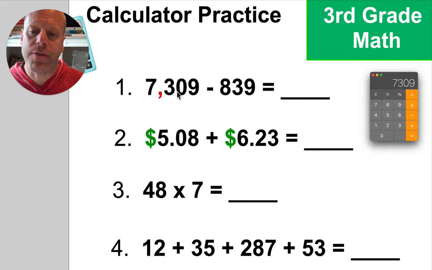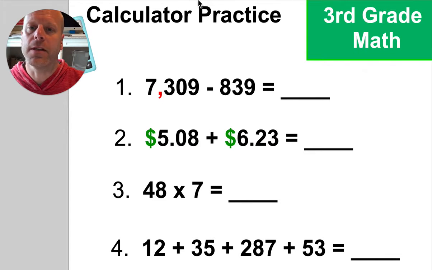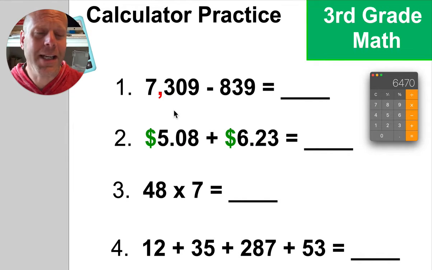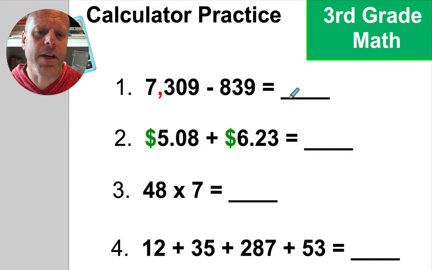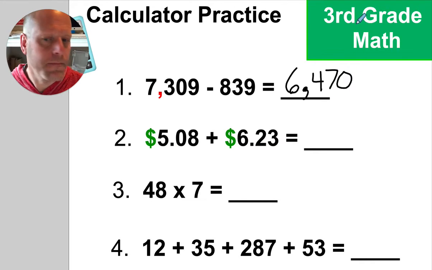So 7,309. Take away or subtract 839. So I'll just go 839. And it's waiting now to see what I'm going to do. Well, I'm going to tell it I want the answer. So what does that equal? So it equals 6,000. Let's see if I can. Oh my goodness, my calculator jumped away without me. Remember, 6,470. And that makes sense.